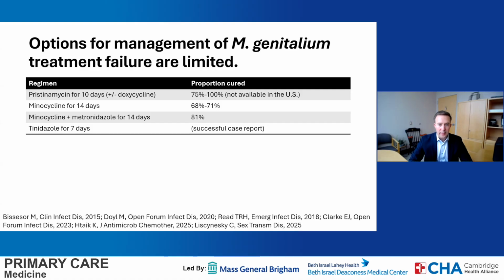Regimens including minocycline have shown a fair level of success in studies of treatment-resistant M. genitalium, with up to 71% success rate with minocycline alone, or 81% with minocycline plus metronidazole. It may seem odd that metronidazole is included here, but there is in vitro data showing that the nitroimidazoles like metronidazole and tinidazole are active against M. genitalium. And then there's one successful case report of using tinidazole. So in this scenario, I would likely use one of the minocycline-based regimens, probably including metronidazole if the patient could tolerate that.